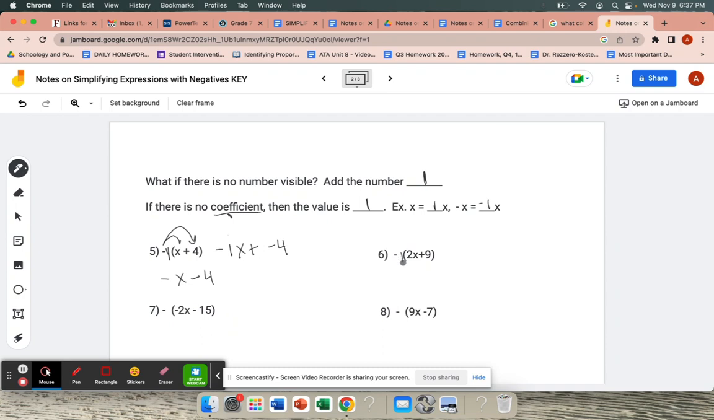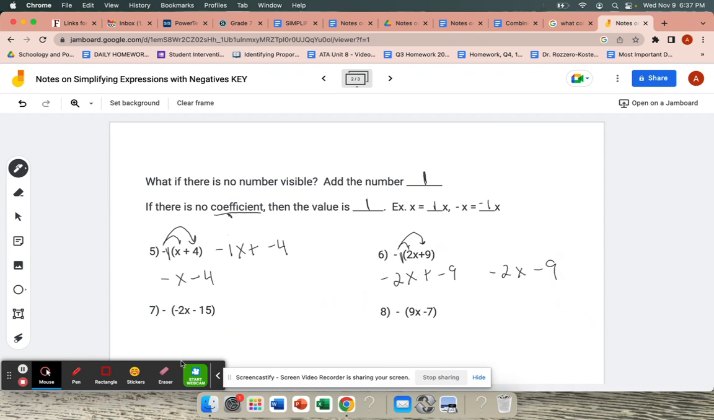If I add a 1 here, then I can do negative 1 times 2x is negative 2x plus negative 1 times 9 is negative 9. Or negative 2x minus 9. Same thing.